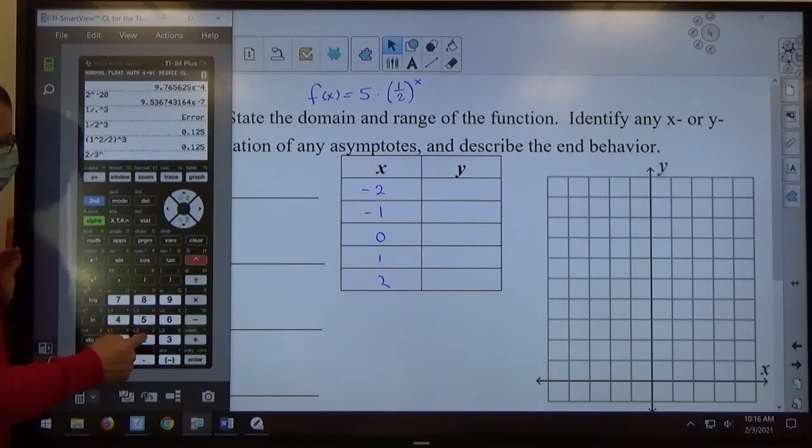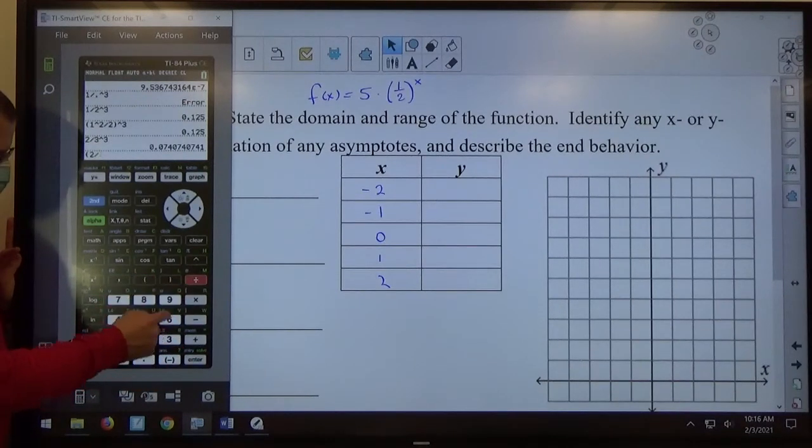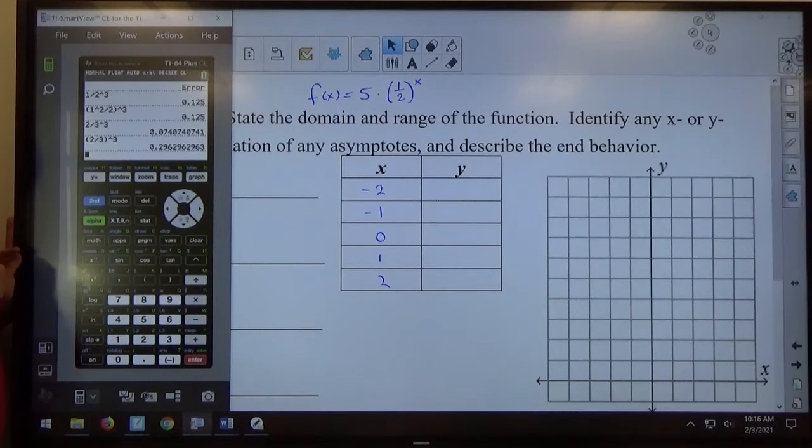Suppose it was 2/3. 2/3 to the third power, and then parentheses 2 divided by 3 to the third power. See how they're different answers? Your calculator needs to know it's being raised to the power. It's only going to raise one thing to the power unless you tell it to do more than one thing.